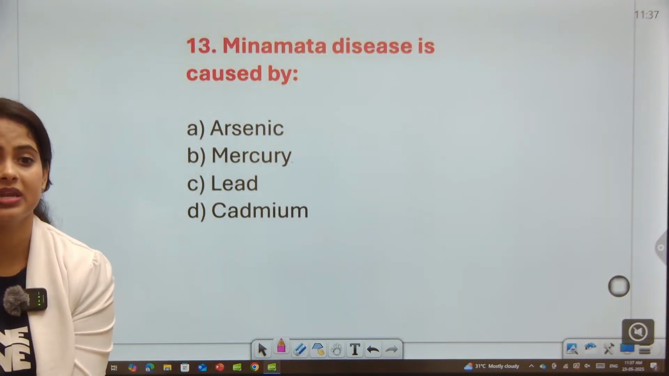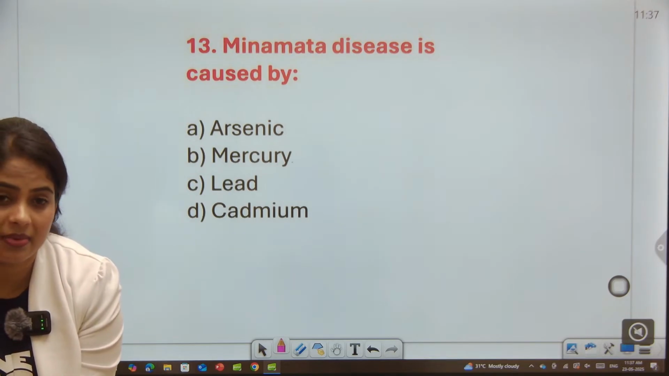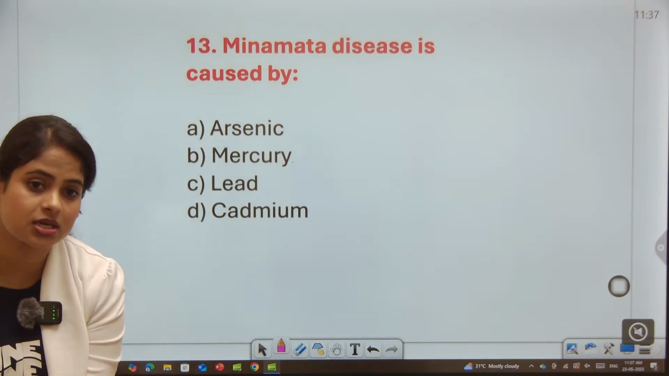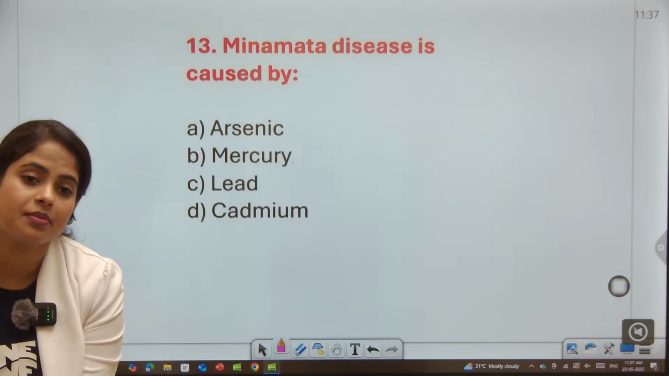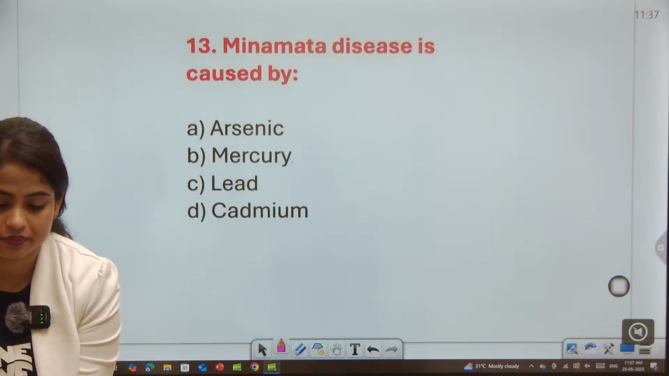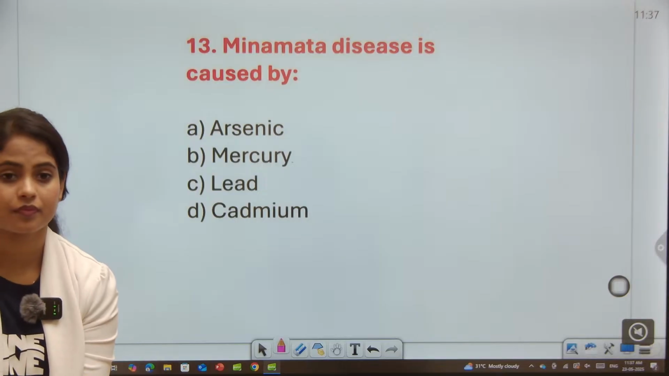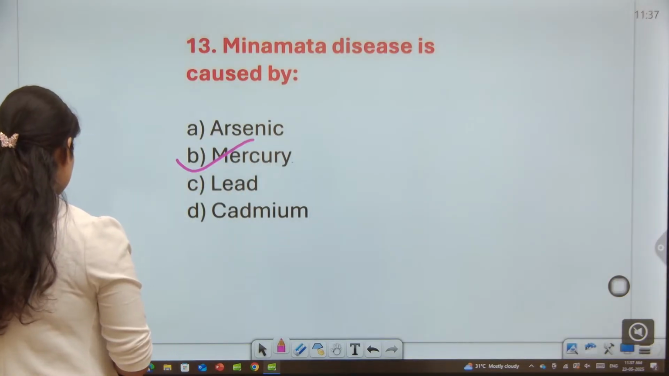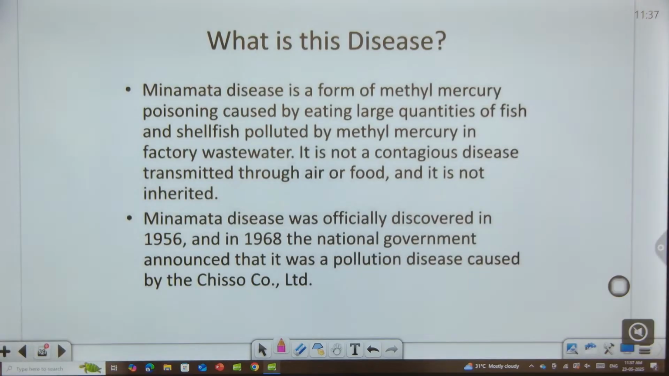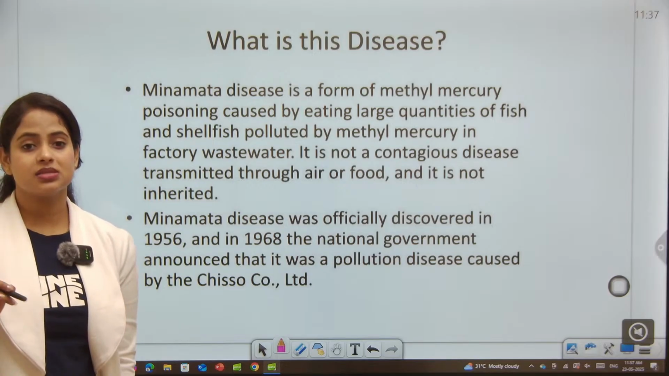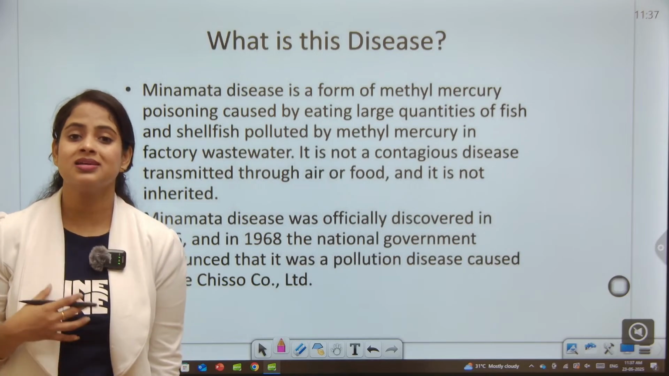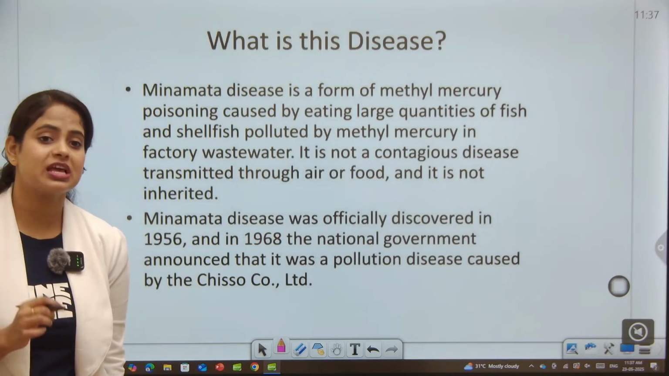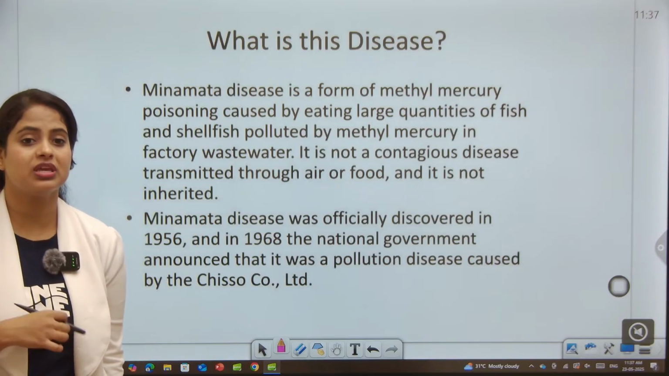Next, the Minamata disease. The Minamata disease is caused by arsenic, mercury, lead or cadmium. What will be the right answer? The Minamata disease is caused by mercury. See, what is the disease? The Minamata disease is a form of methyl mercury poisoning caused by eating large quantities of fish and shellfish polluted by methyl mercury in factory wastewater.